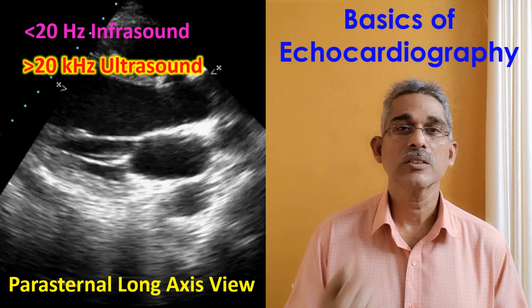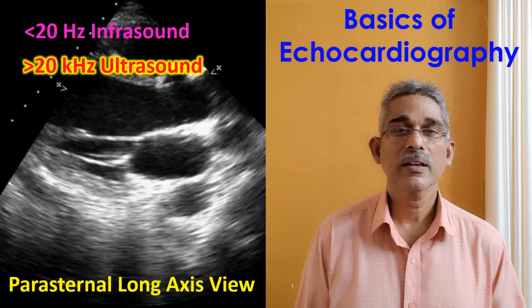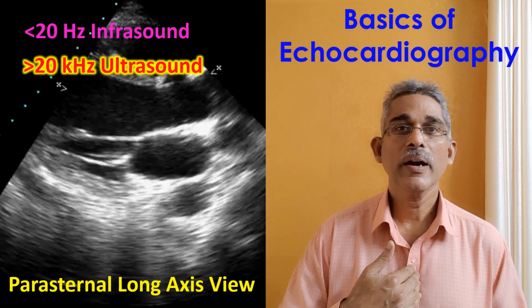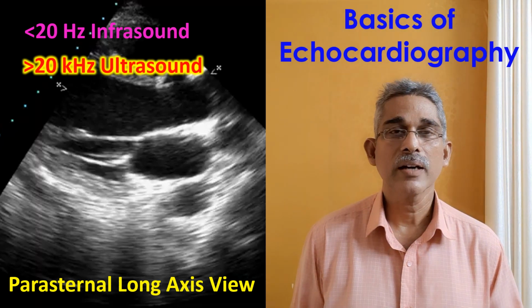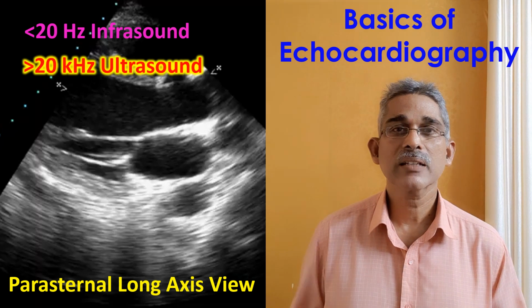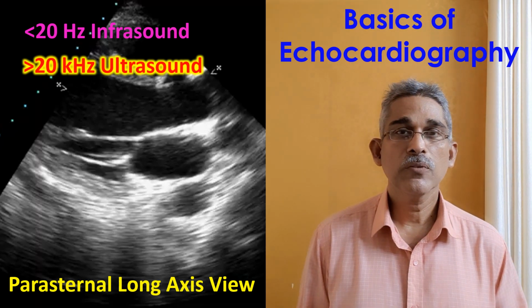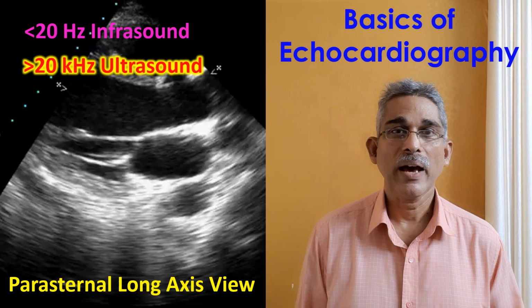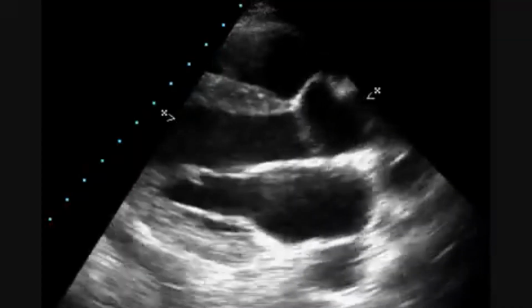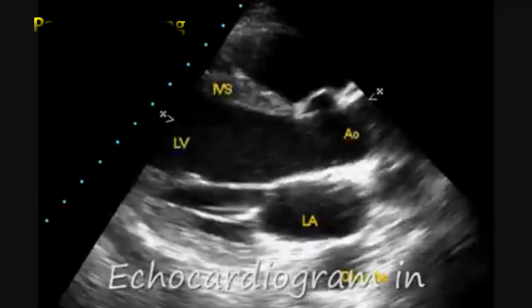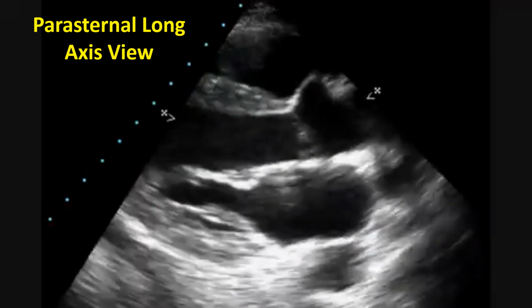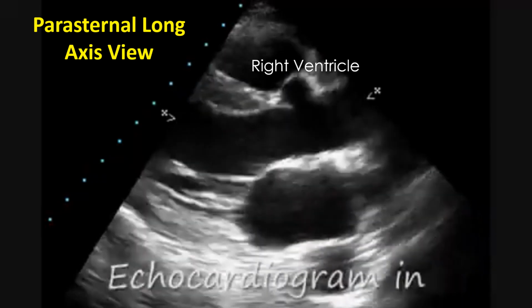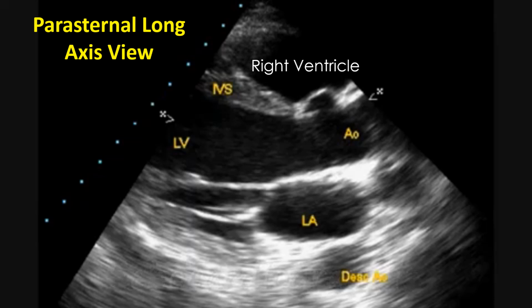One is the suprasternal notch, where you can image the upper part of the heart and aortic arch. But more commonly you place it on the left side of the chest, just over the heart. The left parasternal region is the most commonly used, and the first view usually obtained is the left parasternal view. Here you can see real-time two-dimensional images in parasternal long axis view. You can see the right ventricle anteriorly, interventricular septum, left ventricle, aorta, left atrium, and a portion of descending aorta.